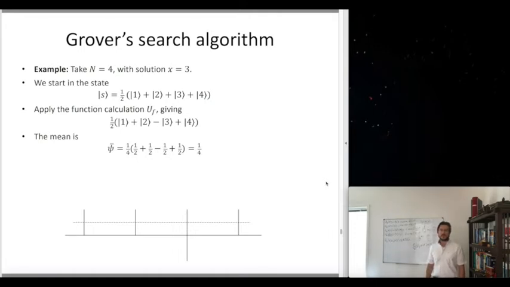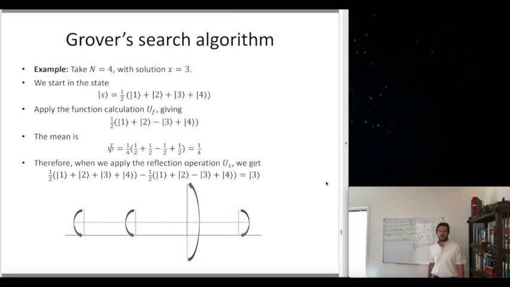So we apply the function U_f, giving us that result. So U_f in that case is our U_ω here. And then the mean of that is 1/4, so easily calculable. So if you have that result here, 1/4 times (1/2 plus 1/2 minus 1/2 plus 1/2) equals a quarter, so 1/4. And graphically, what you can see down here, what this means is we apply the reflection operation U_s.